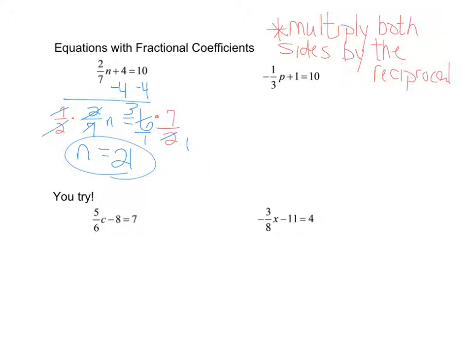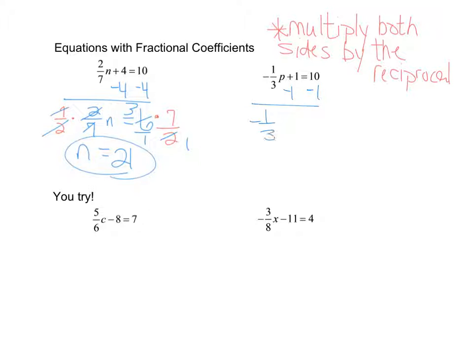Let's do it again. Negative 1/3 p plus 1 equals 10. I have a fractional coefficient. I have a fraction in front of my variable. I'm going to save that part to the very end. I'm going to get rid of the plus 1. I'm going to subtract 1 from both sides of the equal sign.